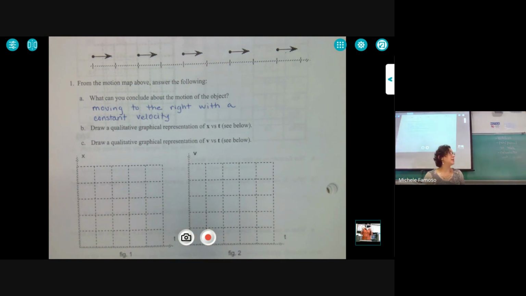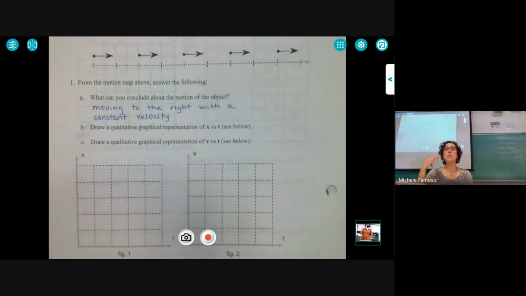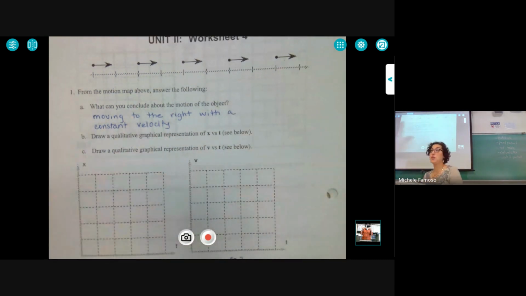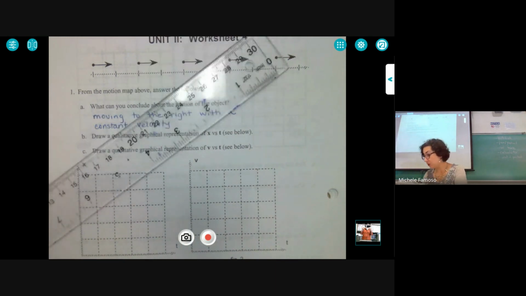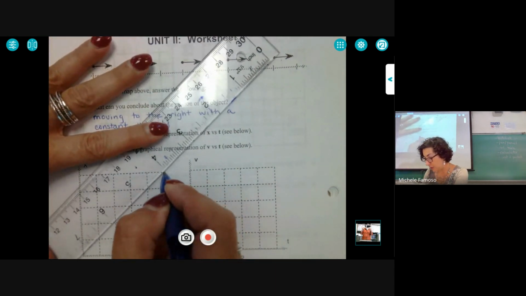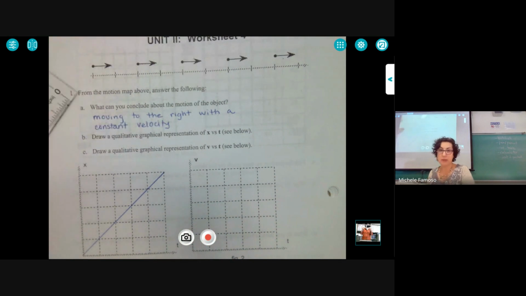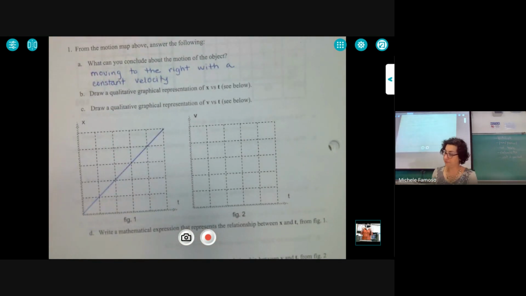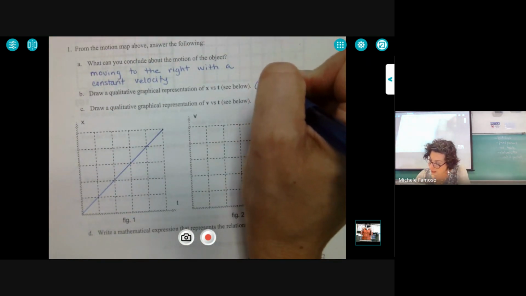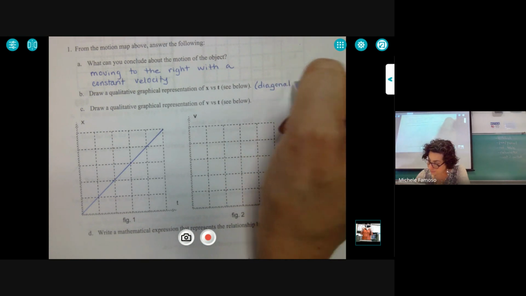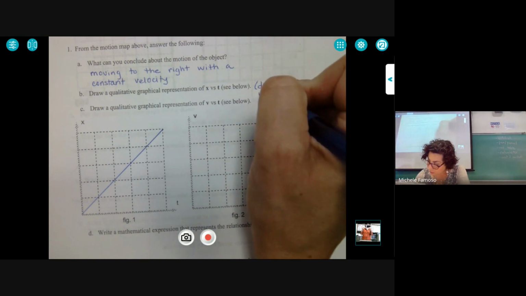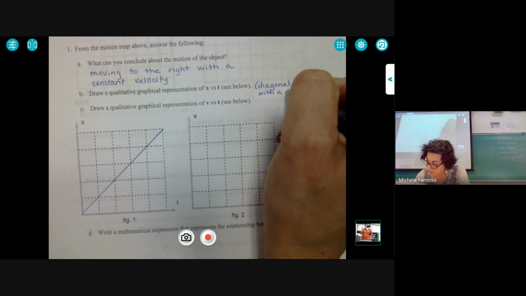It's got to have that positive slope. The positive slope tells me it's going to the right. If the slope were negative, what would that tell me? It was going left. These arrows would all be reversed. So let's just go ahead. Any diagonal line with a positive slope on here is good. We need a diagonal line with a positive slope.